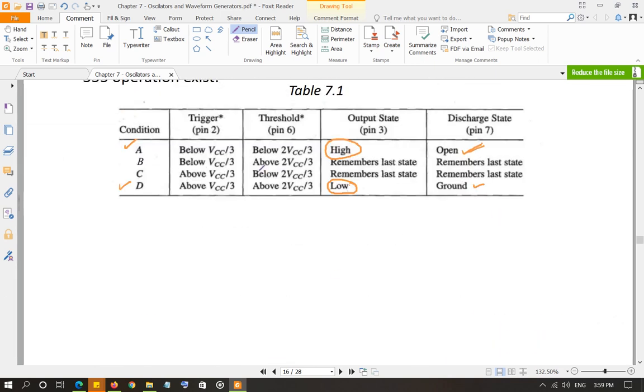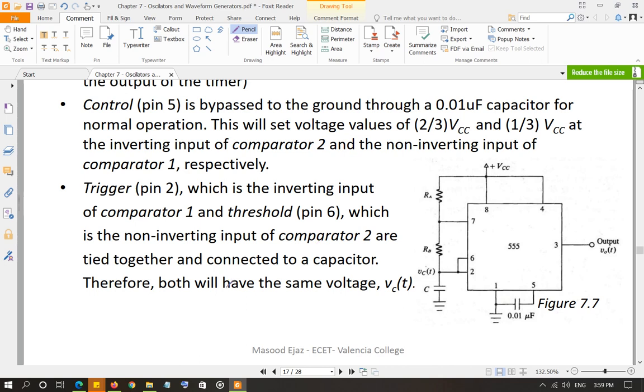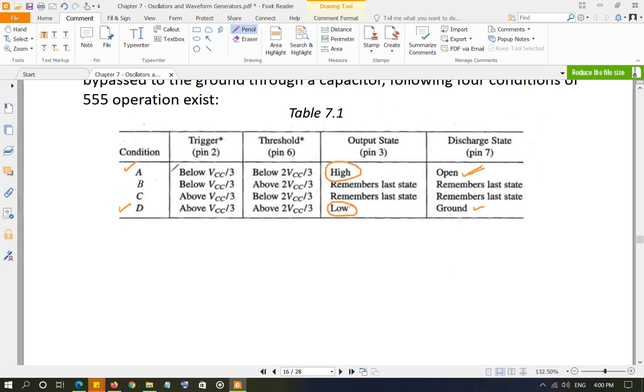And remember, we're going to be using this table to create this. All right, so this is the circuit. Observe both trigger, pin number 2, and threshold. Pin number 2, trigger, is the inverting input of the lower comparator, and pin number 6, threshold, is the non-inverting input of the upper comparator. Both of them have been tied together. So whatever condition is going to happen at these two inputs, that condition will be the same, right? Remember, we need those two pins to be either below VCC by 3 or below 2 VCC by 3, or above VCC by 3 or above 2 VCC by 3 for the output to go high or low, right?